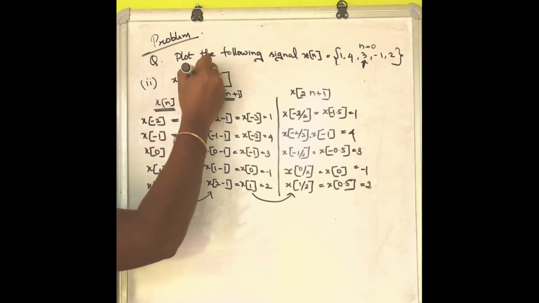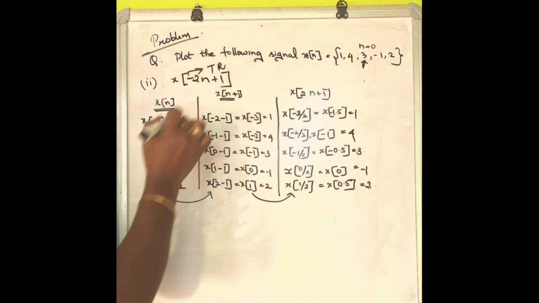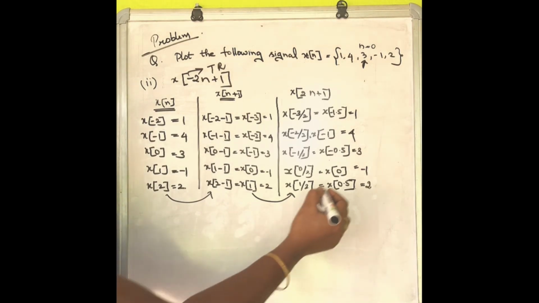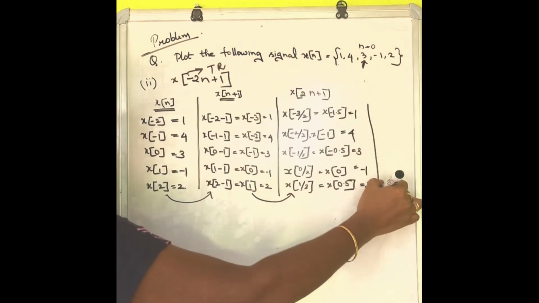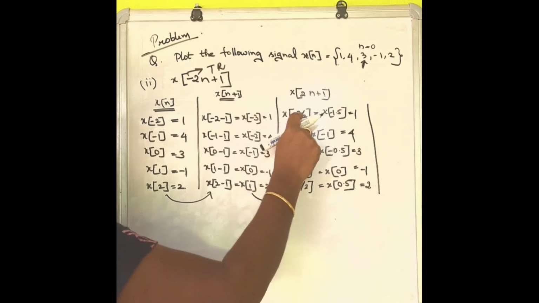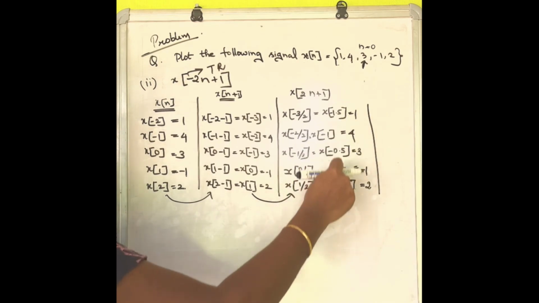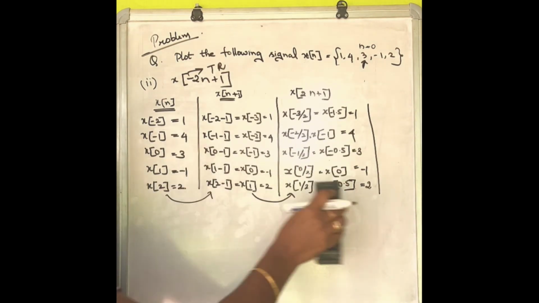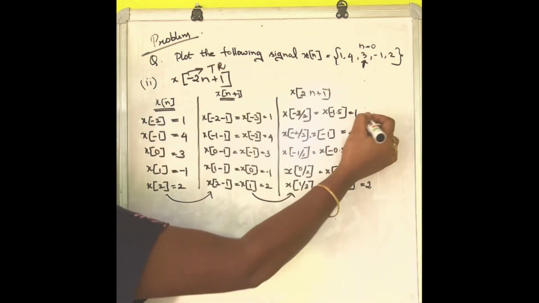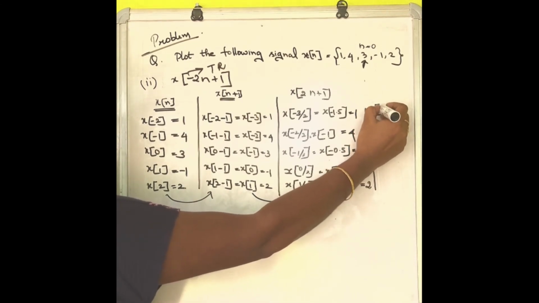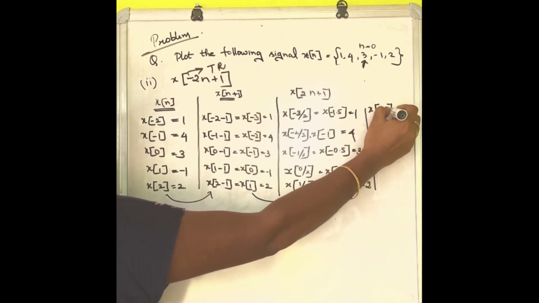Finally, we have to find for minus 2. Now this minus 2 represents time reversal. Okay, the minus in front of 2 represents time reversal. Okay, so for that, what you have to do? Multiply everything by minus. Okay. So when we multiply, this becomes x of 1.5.